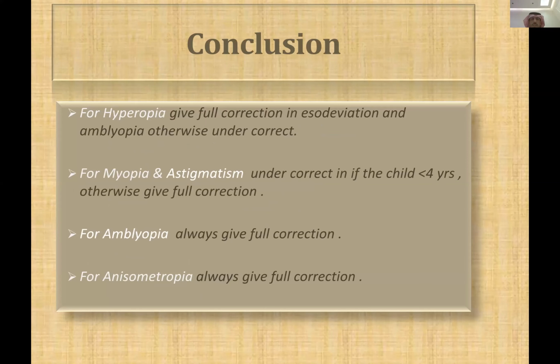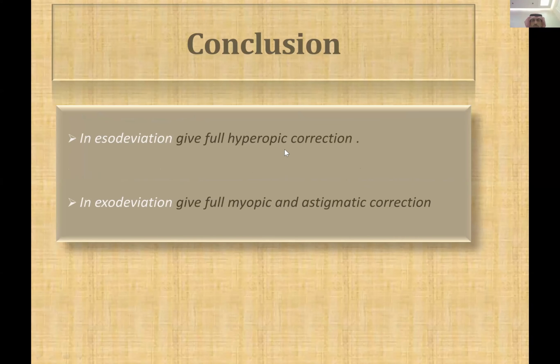In conclusion, for hyperopia, give full correction if there is deviation and amblyopia, otherwise undercorrect. For myopia and astigmatism, undercorrect if the child is less than 4 years, otherwise give full correction. For amblyopia, always give full correction. For anisometropia, always give full correction. In eso deviation, always give full hyperopic correction. In exo deviation, give full myopic and astigmatic correction.